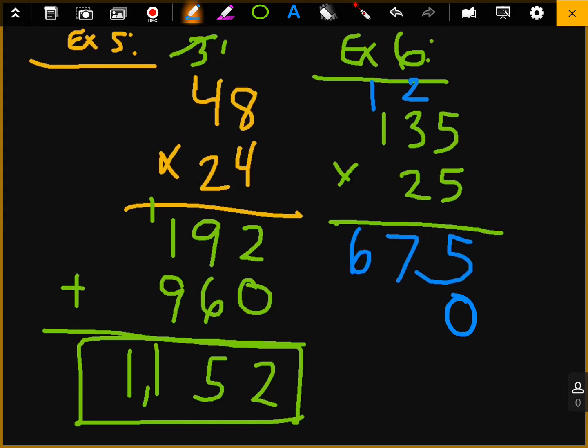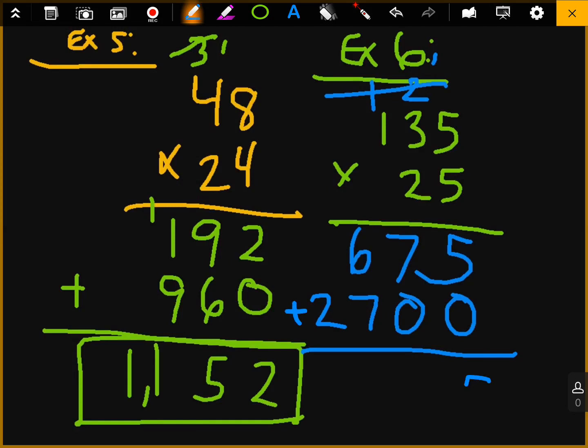Add a 0. Cross those out. 2 times 5 is 10. 0 goes down there. 1 goes up here. 2 times 3 is 6, plus the 1 is 7. And 2 times 1 is 2. And now what we do is we add.